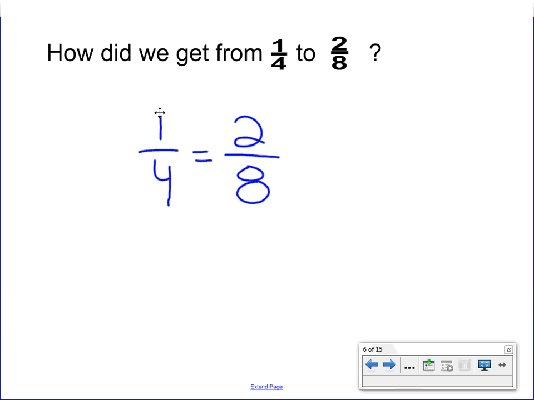Now, if you look at these sets of numbers, I hope that you're able to see a connection. The connection is this. I can do something to both the 1 and the 4 to get to 2 and 8. So take a look at that. Think to yourself, what could I do to the 1 and the 4 to get to 2 and 8? And if you said multiply times 2, you're absolutely correct. If I take 1 times 2, that is 2, and 4 times 2 is 8.